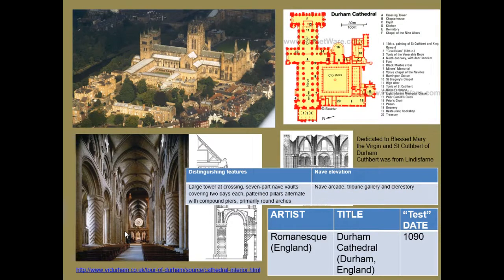This is one of the churches to know for the test. So you're looking for a large tower at the crossing. You're looking for a relatively complex set of nave vaulting. This is the church that has the 7-part vaulting system, and that 7-part vaulting covers 2 bays. Patterned pillars which alternate between the large pillar and the compound pier, and of course mostly rounded arches.